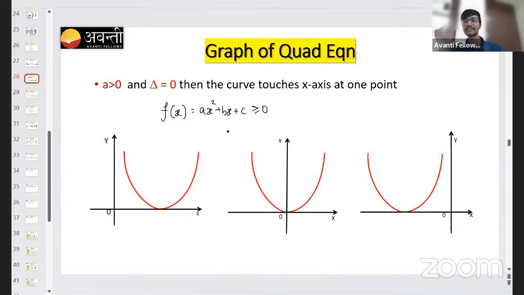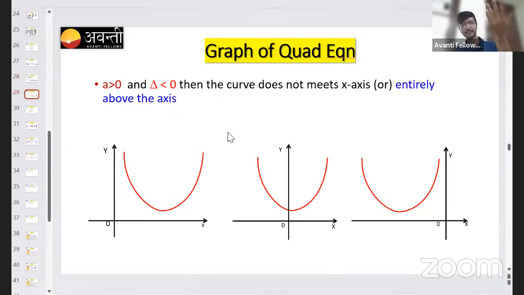Now the last one is delta less than 0. What does delta less than 0 mean? Delta less than 0 means no roots, or imaginary roots. So no roots means the graph will never cut the x-axis. If the graph will never cut the x-axis, it will be above the x-axis. So this will look like this.